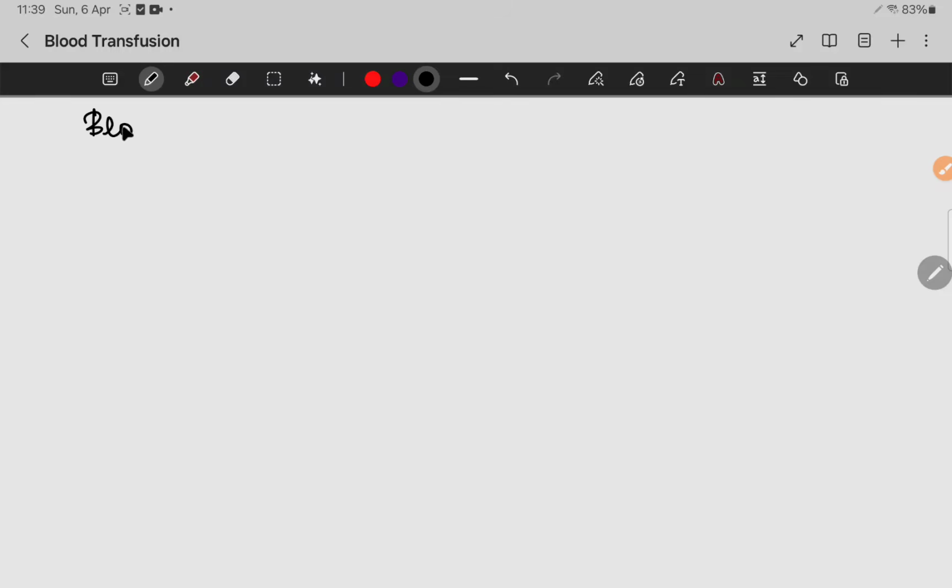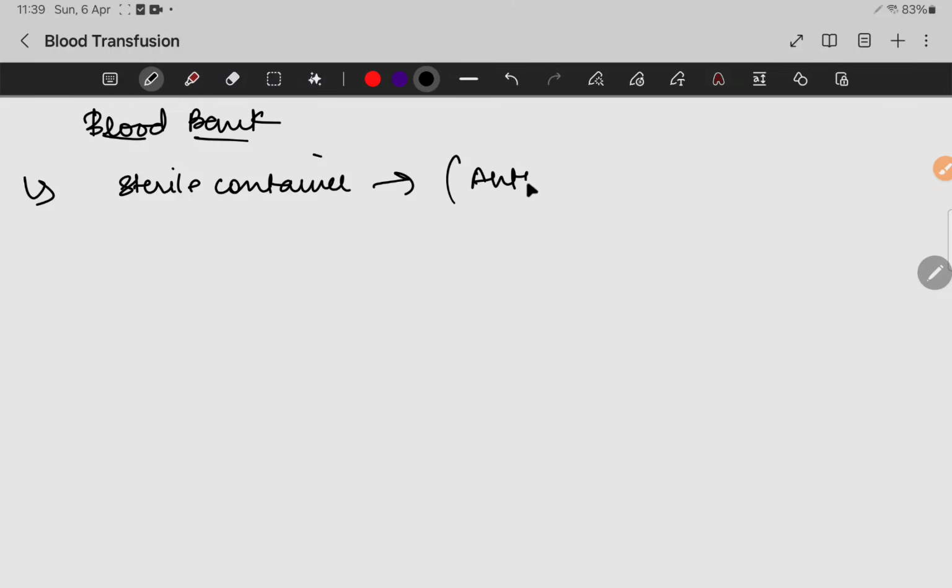Next we will talk about blood bank. Okay, so a blood bank is what? A place where all whole blood and certain components are processed and stored, which are needed for transfusion. So how do they collect blood? In a sterile container which has anticoagulant solution, like citrate phosphate dextrose or ACD.